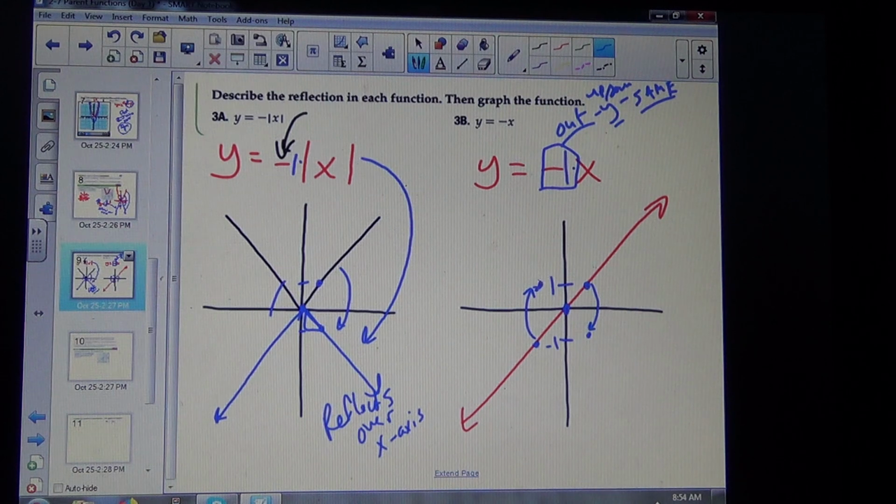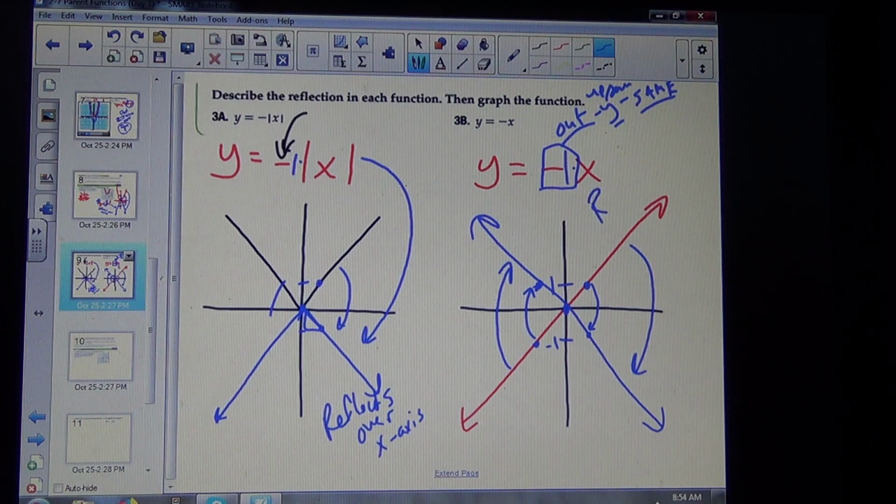So now, if you can see, our new line, I got a little wavy, is now that blue line, which has a negative slope. Okay, and it reflected. So everything down here reflects up, everything here reflects down. So I'm going to describe the reflection. It reflects over the x-axis. Okay?